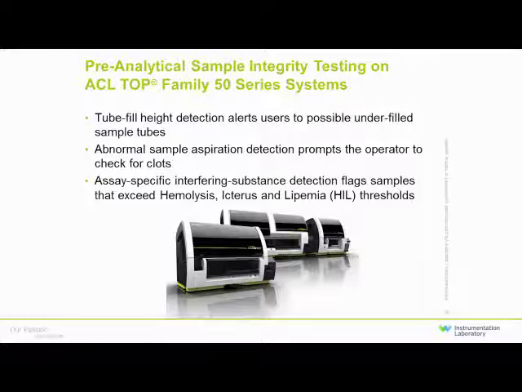The highlights are the tube fill height detection, which is the underfilling of the tubes, which everybody struggles with in the lab. And so that is automated. The other is the abnormal sample aspiration detection of clots, possible clots in the sample probe that get introduced to the test. And then the last, the popular HIL, which is hemolysis, icterus, and lipemia.